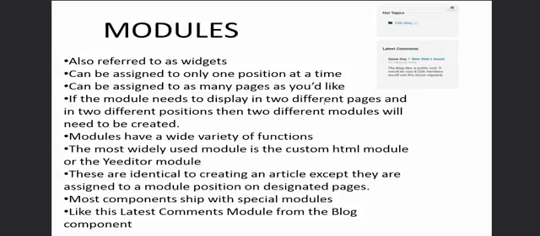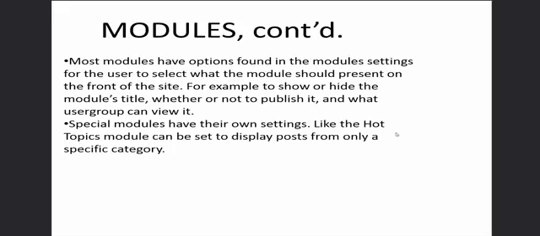Most components ship with special modules. Like up here, you can see the latest comments module from the blog component. Most modules have options found in the module settings for the user to select what the module should present on the front of the site. For example, to show or hide the module's title, whether or not to publish it, and what user group can view it. Special modules can have their own settings, like the Hot Topics module can be set to display posts from only a specific category.